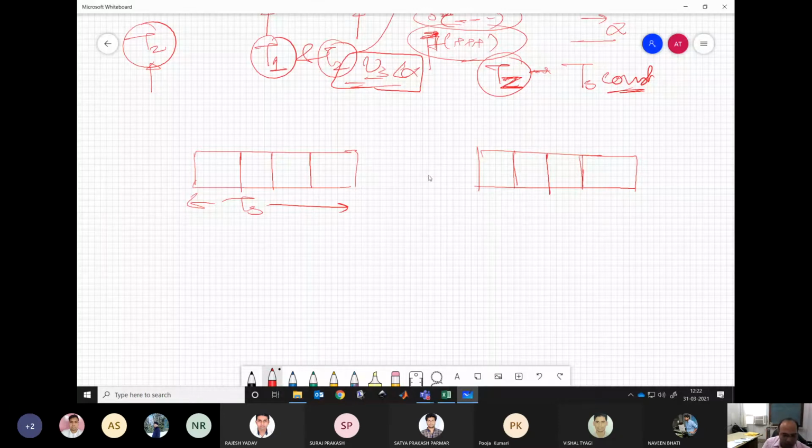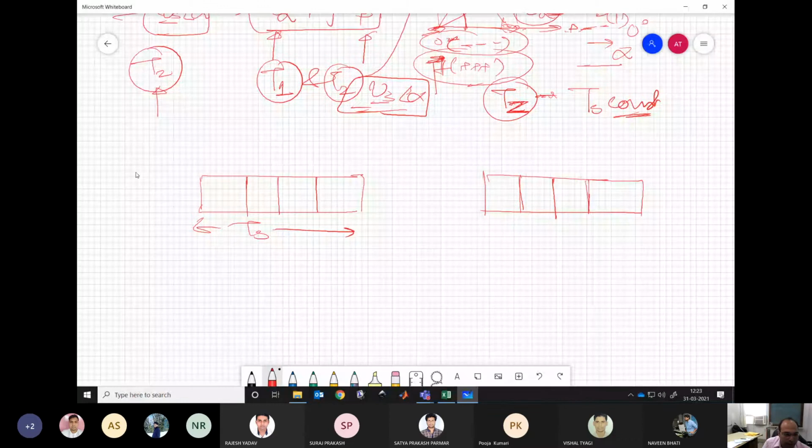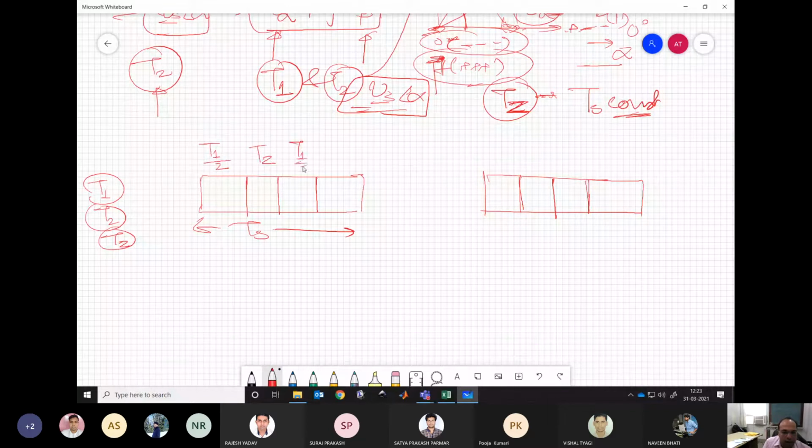Now instead of that, we know that we have to apply T1, T2 and Tz time periods for the active vectors and the zero vector. So why not have something like T1 by 2, Tz, T1 by 2 and then T2. So we will have a sequence like 1, 0, 1, 2. Any problem in this?